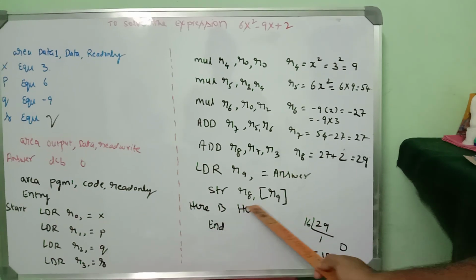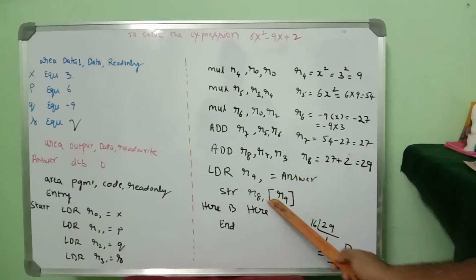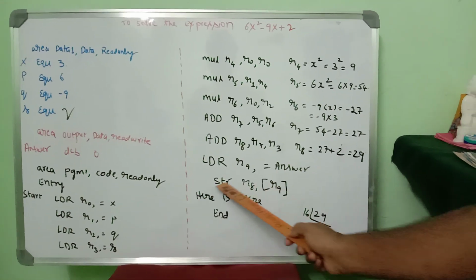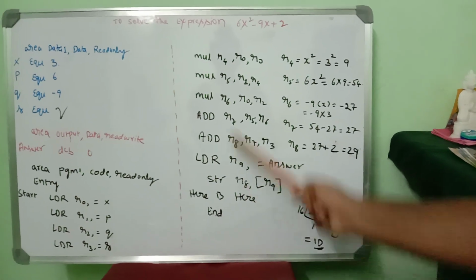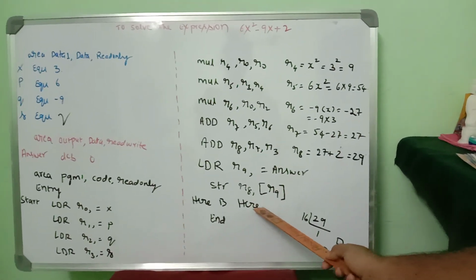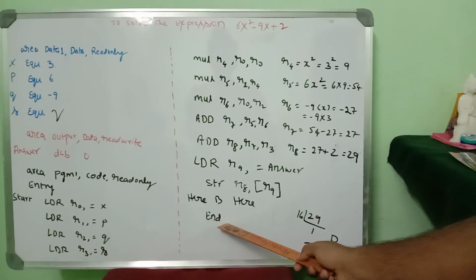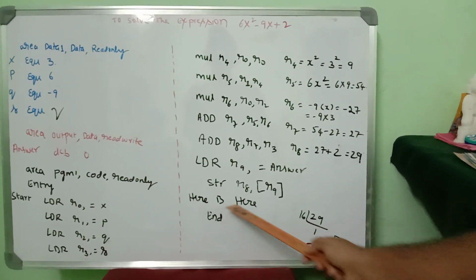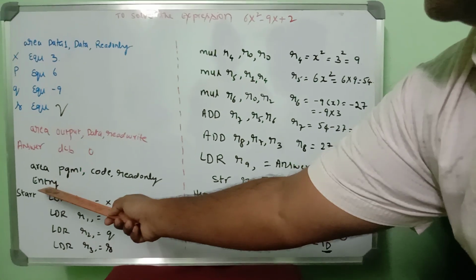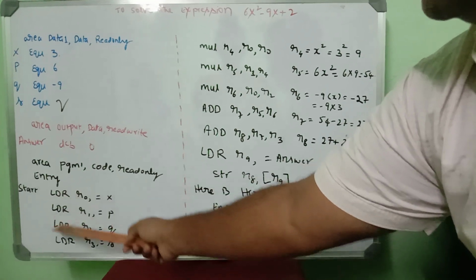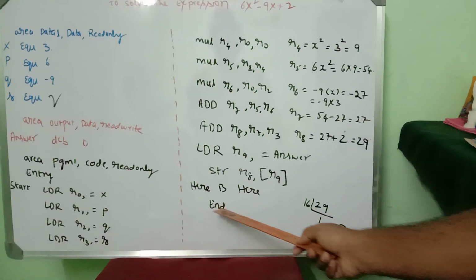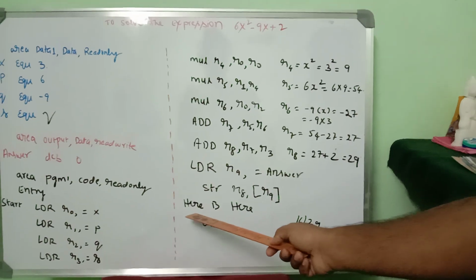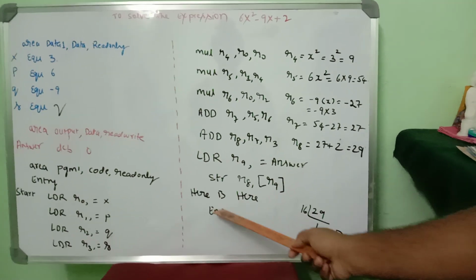And here, this instruction branches to the same place repeatedly. It goes to the infinite loop. That is how you normally conclude a program. End is the assembler directive which will conclude the text of the program. See, entry here is an assembler directive which begins the text of the program. End is an assembler directive which will conclude the text of the program.